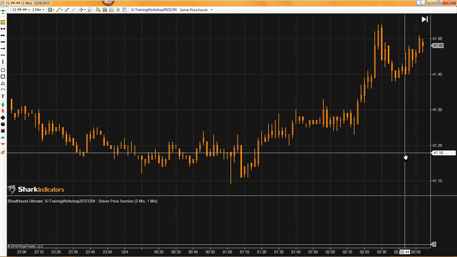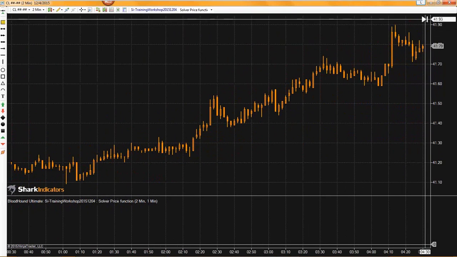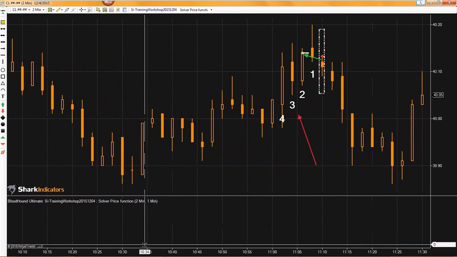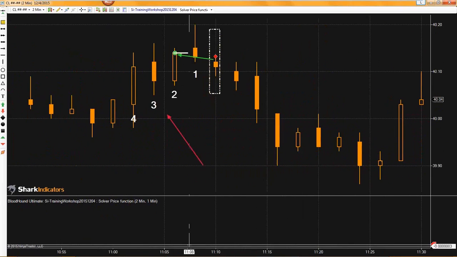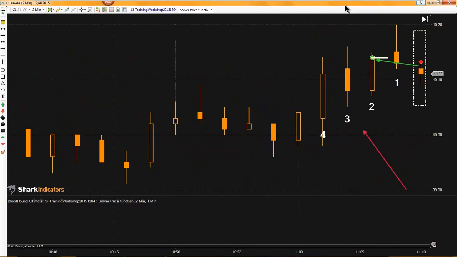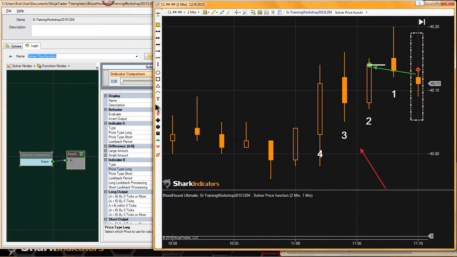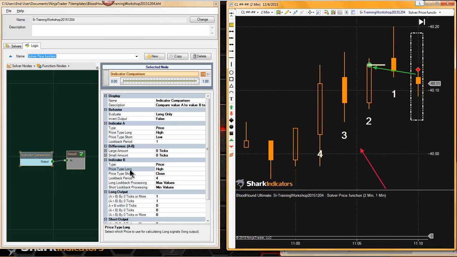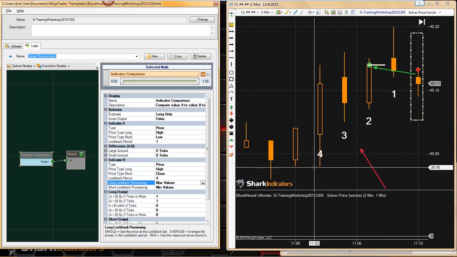So the first question you ask yourself is why? Why don't I get some kind of an output? Well, okay, let's break this down and look at what the solver is actually doing. So let me get my chart set back up. All right, so the question is, why is there no long output when we compare the high of the current bar to the high of the last 4 bars, and we're trying to find the maximum value of the last 4 bars?